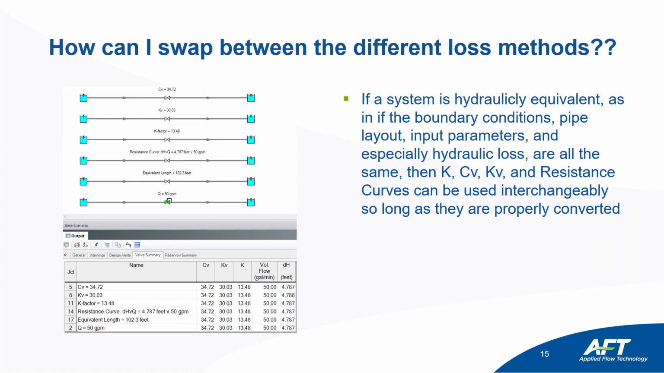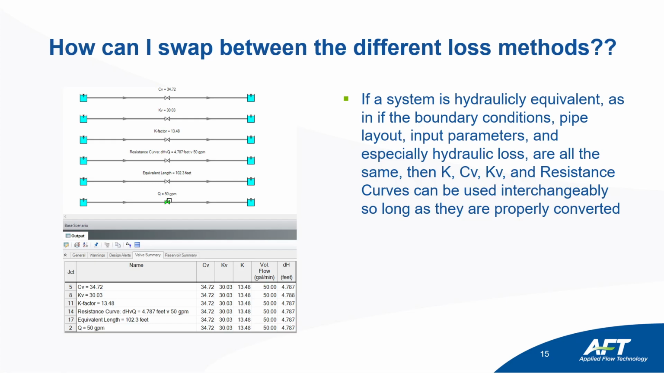All right, so how can I swap between the different loss methods? We alluded to that within the flow control valve. The key concept here is if a system is hydraulically equivalent, and what I mean by that is the boundary conditions, the pipe layout, the input parameters, and especially the hydraulic losses within your system are all the same, then the K factor, CV, KV, resistance curves, they can all be used interchangeably because it is a hydraulically equivalent system so long as they're converted properly.